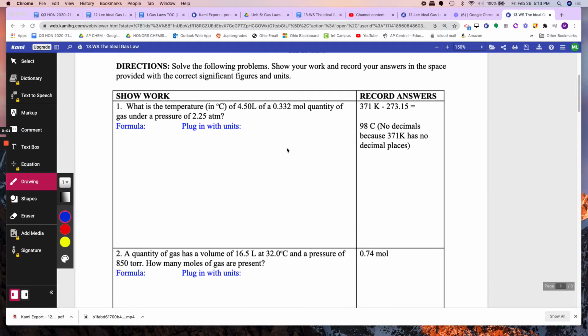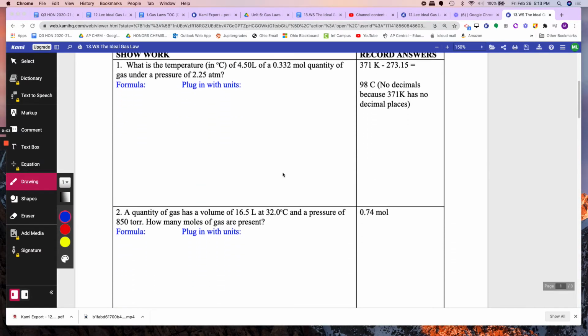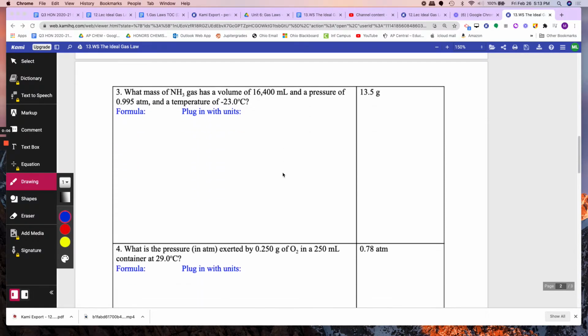So we're going to do number 3 of this ideal gas law worksheet. So the givens are as follows. First, they're asking for the mass. I'm going to write that here. So mass equals question mark.